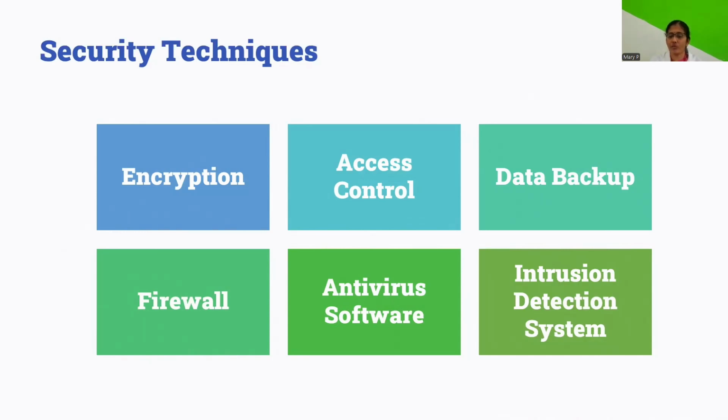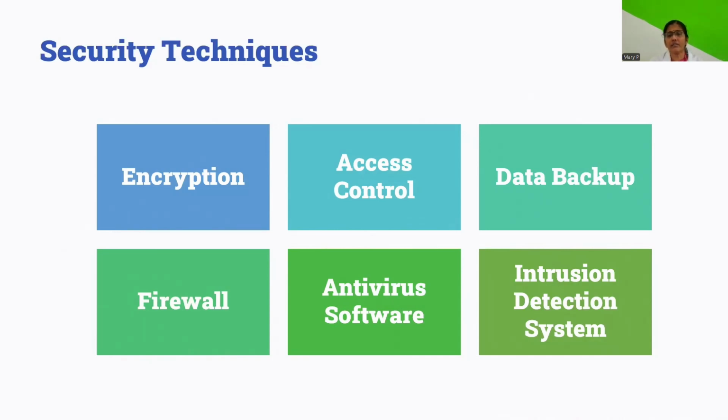The next one is a firewall. With a firewall, we provide a network security device that monitors the incoming as well as outgoing network traffic. So we allow only valid incoming URLs to the network. Similarly, for the outgoing traffic also, we have to ensure the monitoring process. So that is called a firewall.